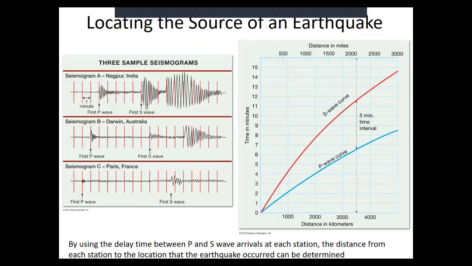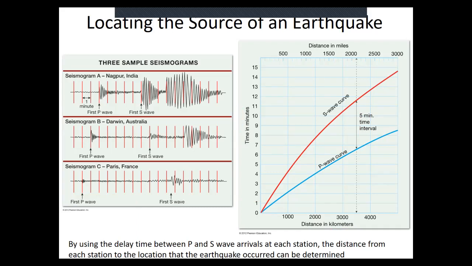So here, in this plot, we have distance on the x-axis, and we have time in minutes that the wave arrives on the y-axis. You can see the further from the earthquake you are, the later in time the P wave arrives. And the further you are from the earthquake, the later the S wave arrives. But the delay time between the P and the S wave increases. You can see it increases as you get further from the earthquake.